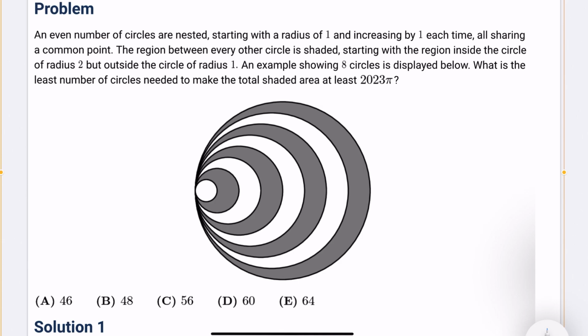It tells us that the radius of this circle is 2. The radius of this circle is 1. So we can figure out the area of the shaded region. So the shaded area would equal 2 squared pi minus 1 squared pi. This would give us 3 pi. And then we can do one more.